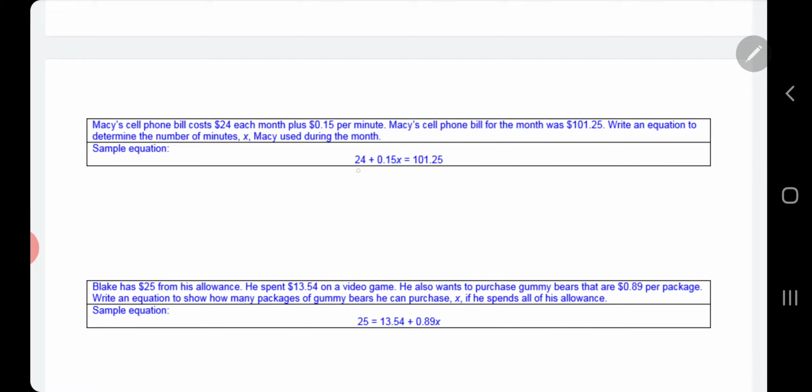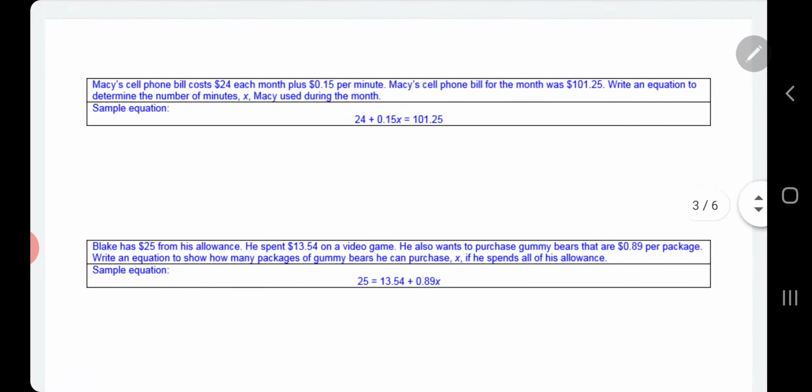In this lesson, we're just learning how to set up the equation, so we're not going to solve on this one. In the future, we may solve these. We're not going to actually solve how many minutes, but we do know that $24 plus 15 cents for every minute she talked equaled $101.25. So that would be the equation.